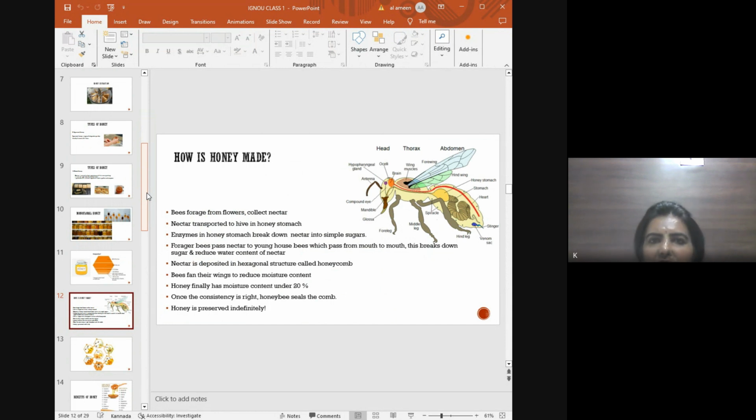And how do they transport it? They can't just keep it in their mouth and come, the way monkeys keep food in their mouths. We need our bags. But what does a honeybee do? A honeybee has a honey stomach. It collects the nectar and it goes into the honey stomach. You can see the yellow thing there, that is the honey stomach. The nectar is kept in the honey stomach. And after that, the enzymes in the honey stomach break it down into simple sugars.